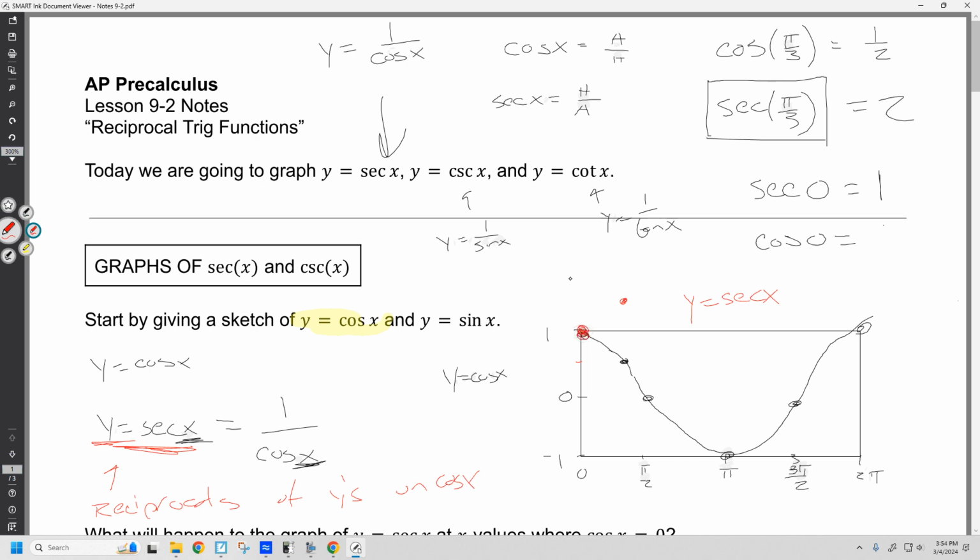Let's skip some points and go right here where the y coordinate is 0. What is the reciprocal of 0? What does that look like on a graph if we get undefined? We've seen it before. Very good. We have now a vertical asymptote.